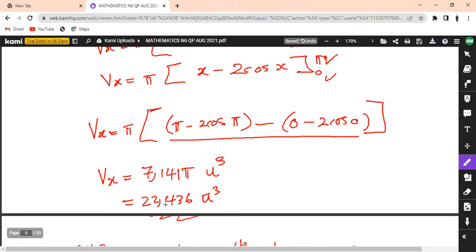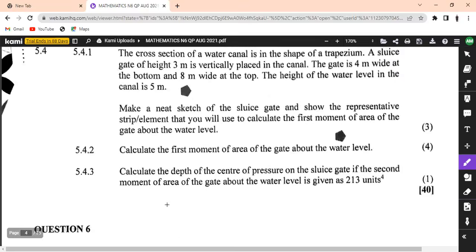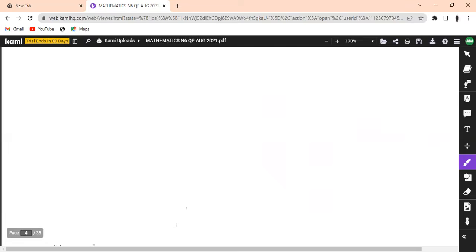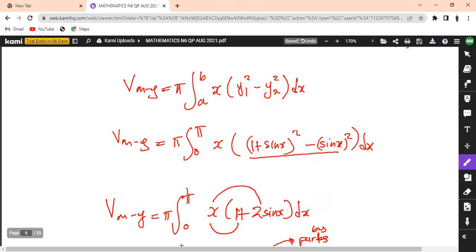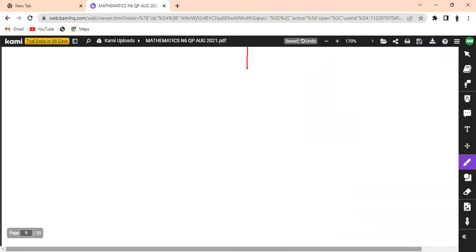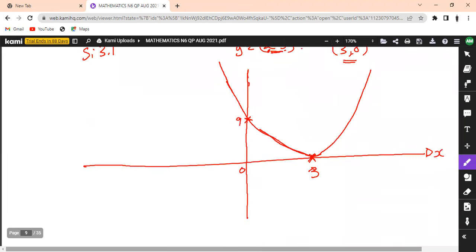Y is equal to 4. If we are to cross-check on our question, we must draw the line of y is equal to 4, then the perpendicular representative strip. So let's draw the line of y is equal to 4, which means this line is actually below this line, because this is y is equal to 9. So y is equal to 4 is going to be below. That is why you need to know your graphs, guys. Okay, so y is equal to 4 is going to be below this line, something like that.